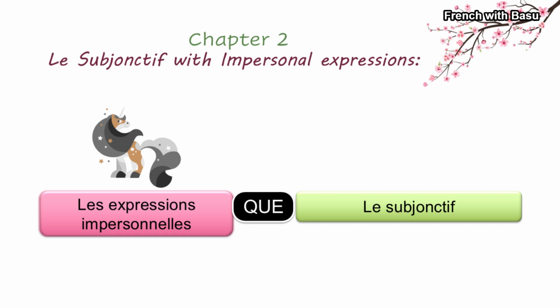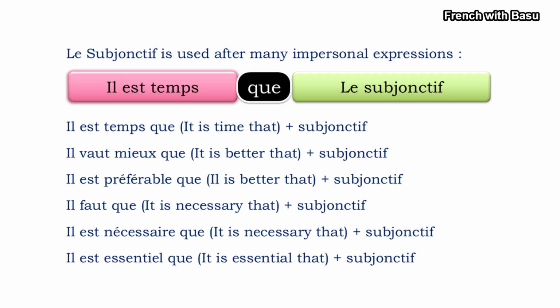Chapter 2. Le subjonctif with impersonal expressions. Le subjonctif is used after many impersonal expressions. For example, il est temps que plus subjonctif. Il vaut mieux que plus subjonctif. Il est préférable que. Il faut que. Il est nécessaire que. Il est essentiel que.